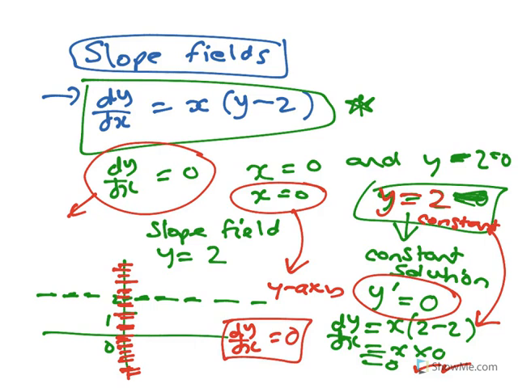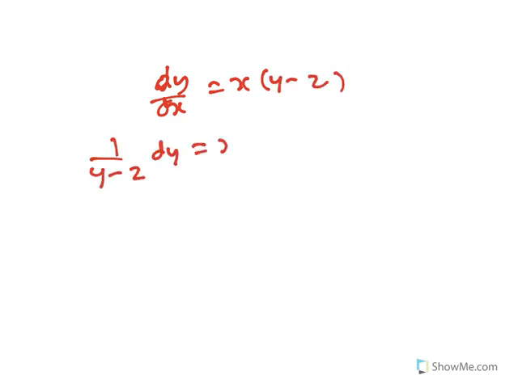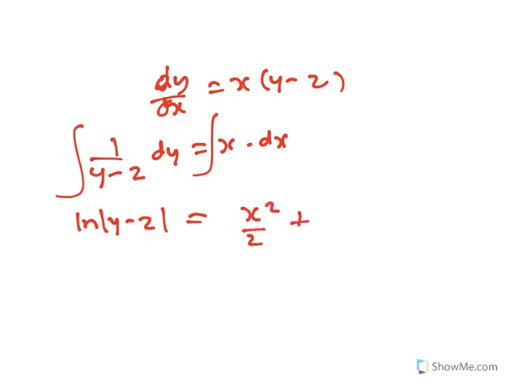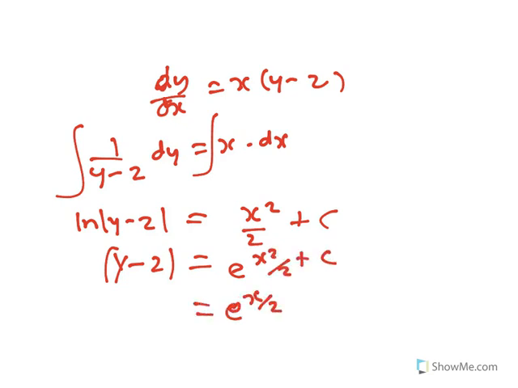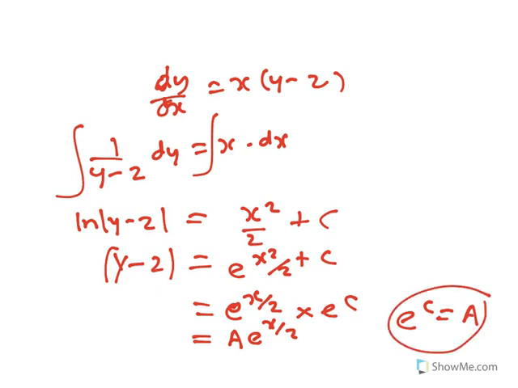Okay, now if you wanted to solve this, I'm just going dy/dx equals x(y minus 2). 1 on y minus 2 dy equals x dx. Then you get ln|y minus 2| equals x squared on 2 plus c. So y minus 2 equals e to the x squared on 2 plus c, which is e to the x squared on 2 times e to the c, which is A e to the x squared on 2, because you just let e to the c equal a constant.